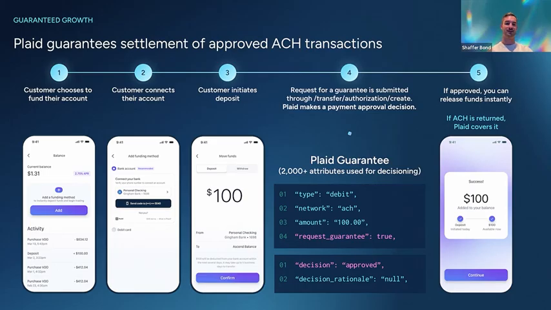Plaid Link gets started and enables that seamless connection for the user while starting to review the account in the background. When we reach step 4, we have a very simple request on transfer. Request guarantee equals true, and then we'll go ahead and make that assessment of thousands of attributes from Signal and Protect and return a decision in milliseconds. If approved, you can release funds instantly, and you don't have to wait for the ACH to settle. If the ACH comes back, Plaid covers it. That's the guarantee.